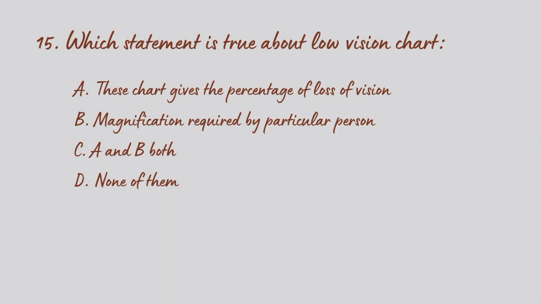Next question, which statement is true about low vision chart? Option A, this chart gives the percentage of loss of vision. Option B, magnification required by particular person. Option C, A and B both, and option D, none of them. Correct option is option C, A and B both.